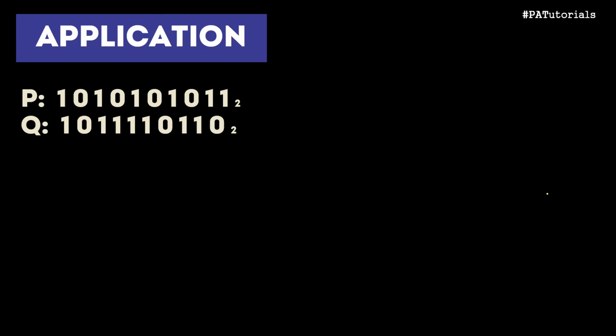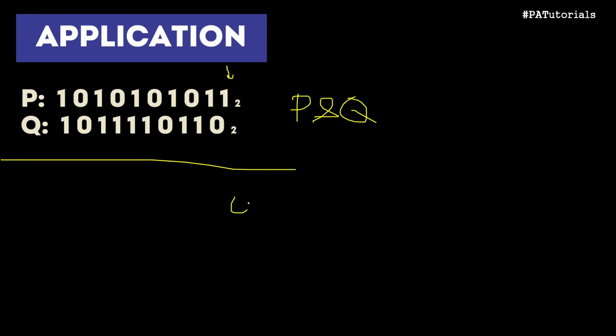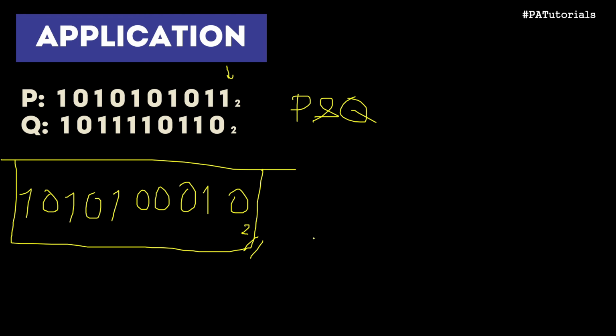Now, let's try this next example. This would be P and Q. So, kailangan natin mahanap to. So, ang value niyan would be, again, dito tayo magsa-start. So, 1 and 0, that would be 0. 1 and 1, that would be 1. 0 and 1, that would be 0. 1 and 0, that would be 0. 0 and 1, that would be 0. 1 and 1, that would be 1. 0 and 1, that would be 0. 1 and 1, that would be 1. And then 0 and 0, that would be 0. And then 1 and 1, that would be 1. So, ito yung answer natin.